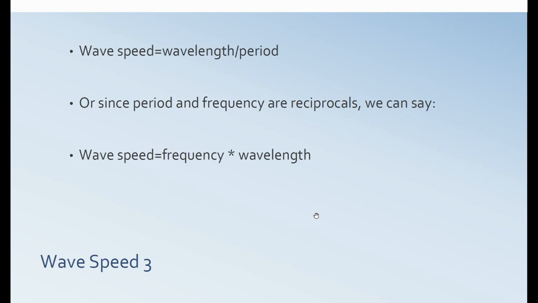And we also know that period and frequency are reciprocals. So we can say that our wave speed, again, is frequency times wavelength. To find our frequency here, we know that it's the reciprocal of our period. Our period was 2 seconds, so our frequency is going to be a half per second. So we can multiply our wavelength, 10 meters, times 0.5, and we get, again, our wave speed is 5 meters per second.